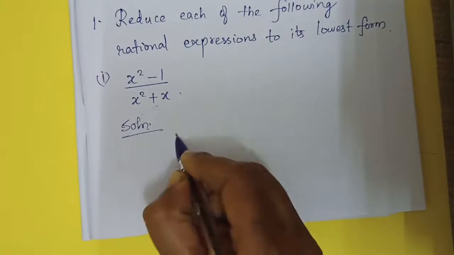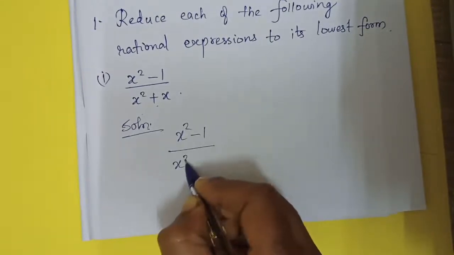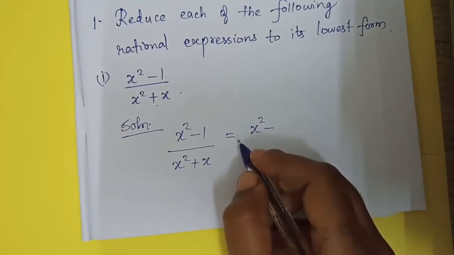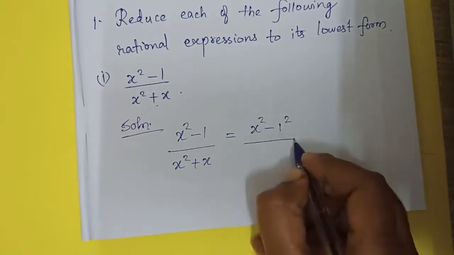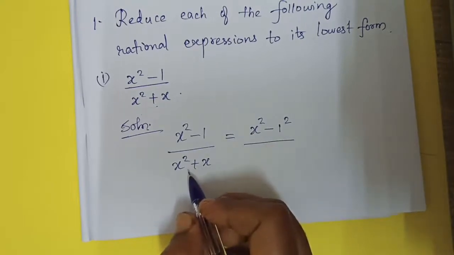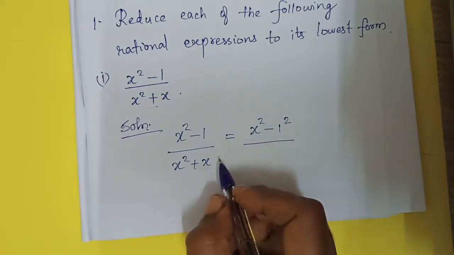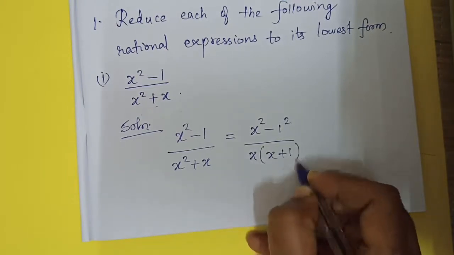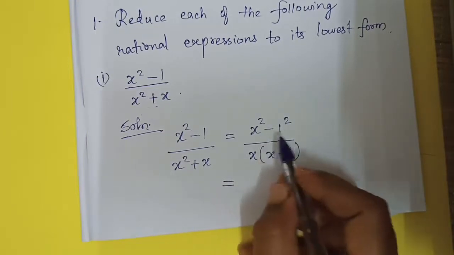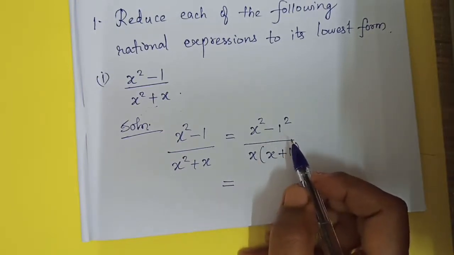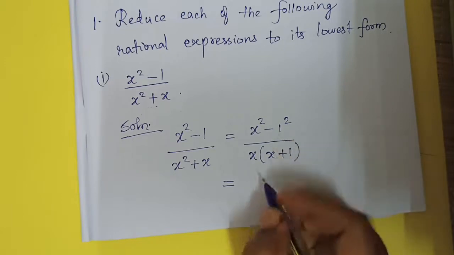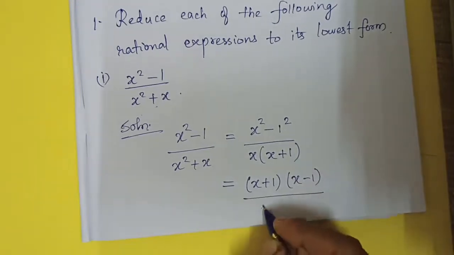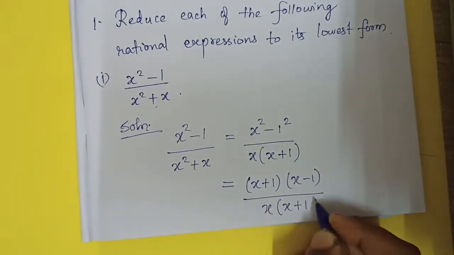Solution. (x² − 1)/(x² + x). x² − 1 we can write as 1 squared, divided by the common term in x² + x. x is the common term, so taking x outside, we get x(x + 1). The numerator is a² − b², and the formula is (a + b)(a − b). So (x + 1)(x − 1)/(x(x + 1)).